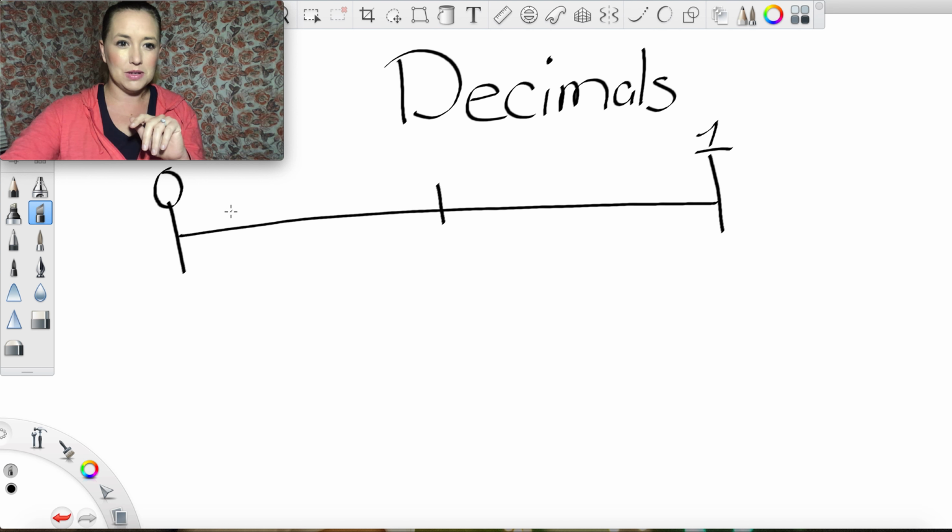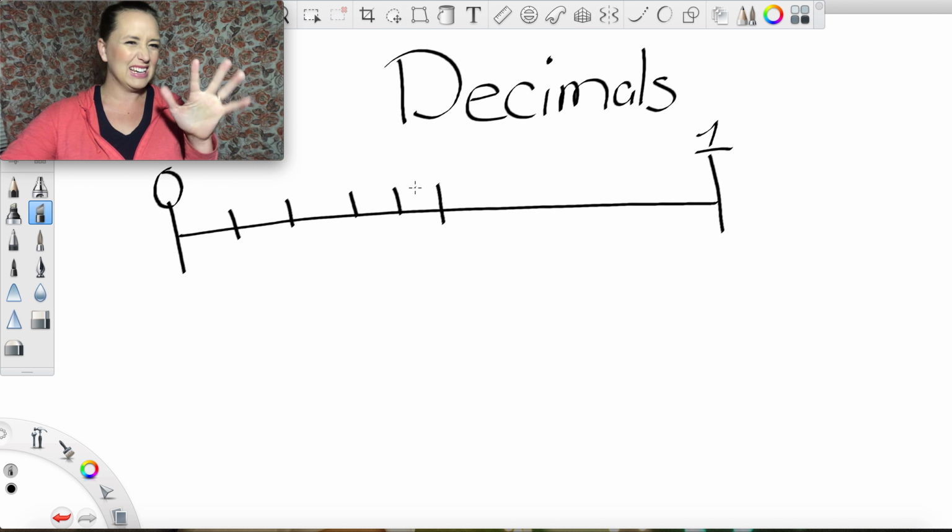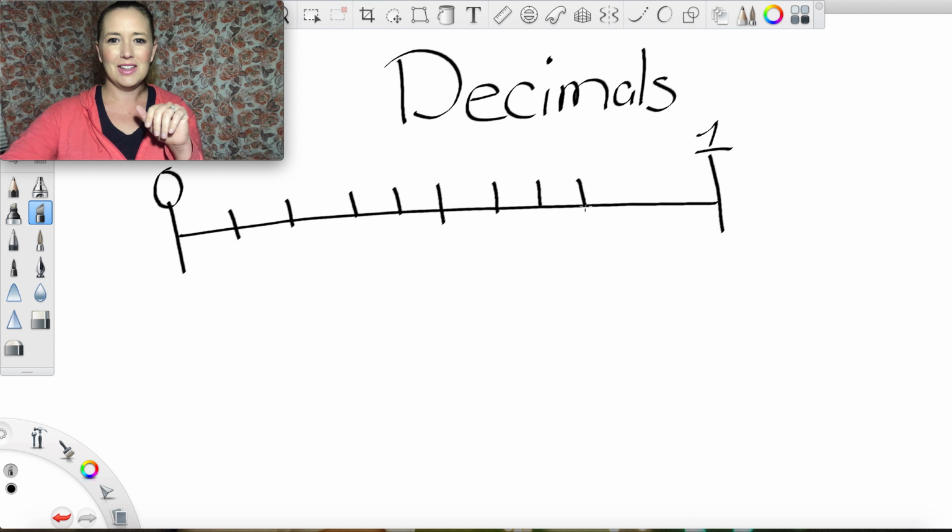So I'm going to do it really quickly. 1, 2, 3, 1, 2, 3, 4, 5. Again, not quite equal, but you've got the idea. 1, 2, 3, 4, 5. Okay, so I have tenths. So I could label this.